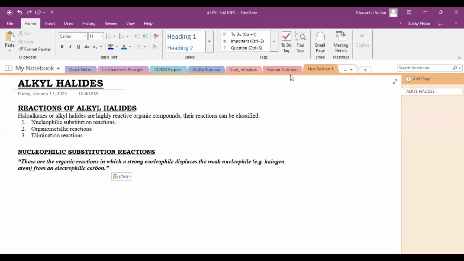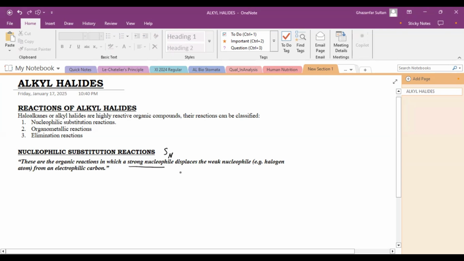So first of all, we see the nucleophilic substitution reactions. Nucleophilic substitution reactions are symbolized as SN. This N is just like a subscript. These are the organic reactions in which a strong nucleophile displaces the weak nucleophile, that is halogen in case of alkyl halide, from an electrophilic carbon.